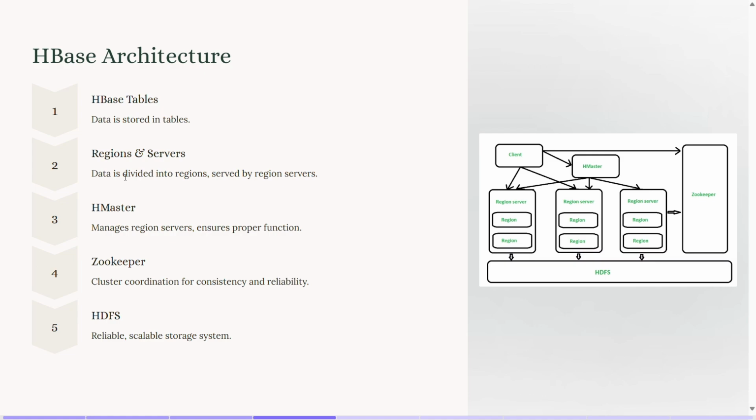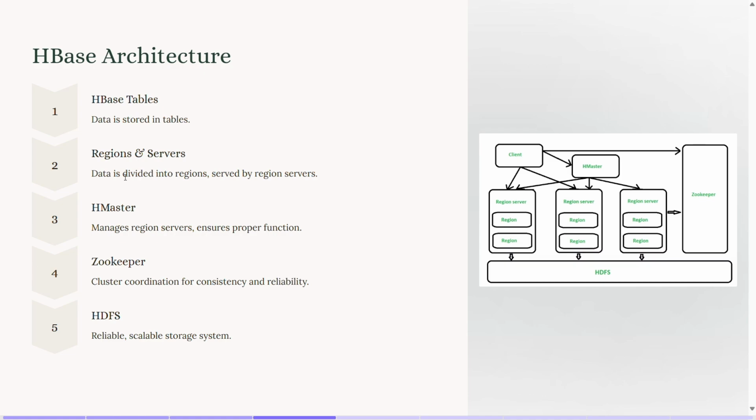Third one is HMaster, the brain of HBase. The master is the brain of HBase. It manages region servers and makes sure everything is running properly. So the responsibilities of the HMaster are assigning regions to region servers, balancing the load to prevent any one server from being overloaded, and handling schema changes like adding new columns to a table. Without HMaster, HBase would not function efficiently.